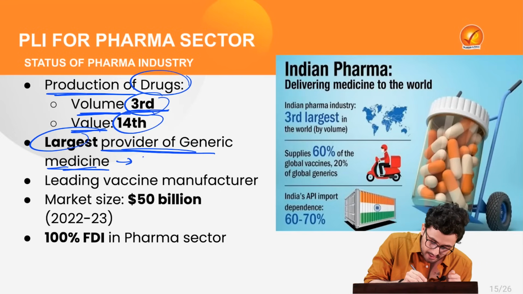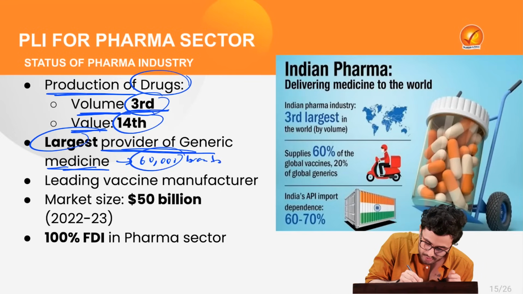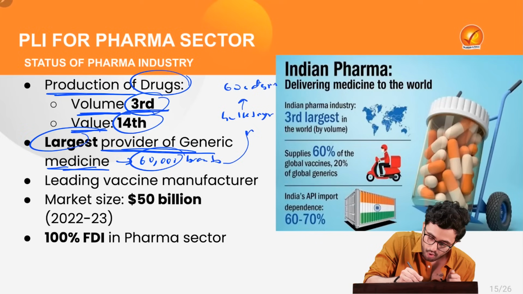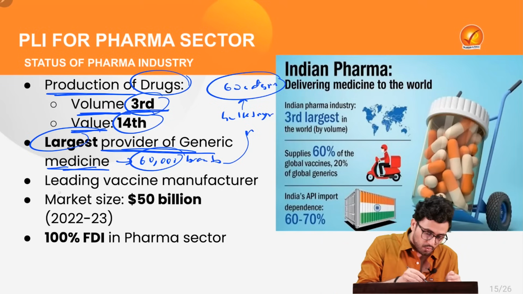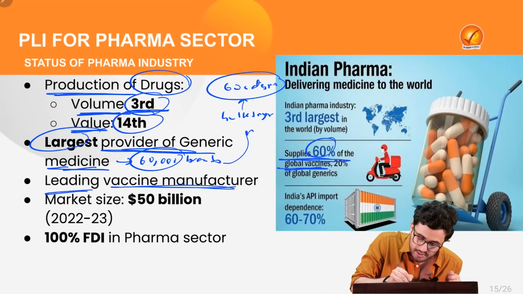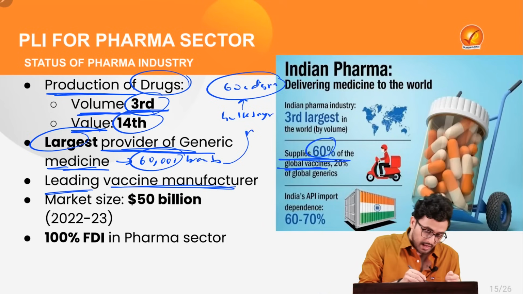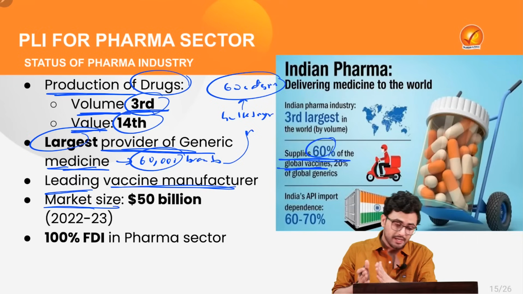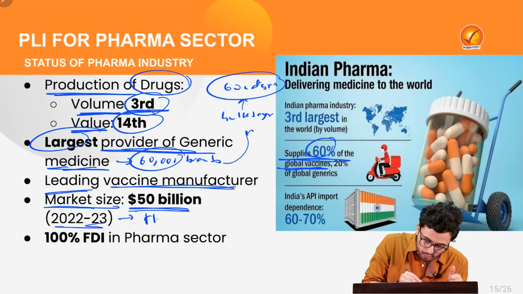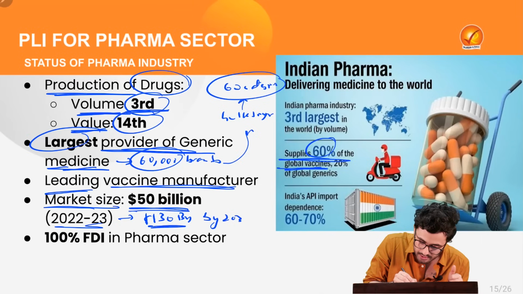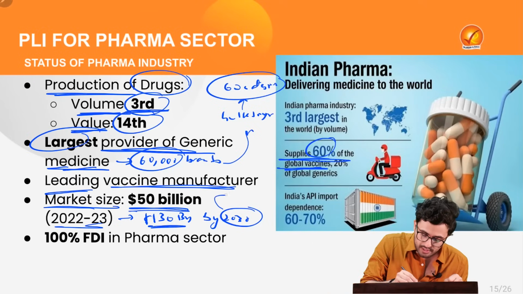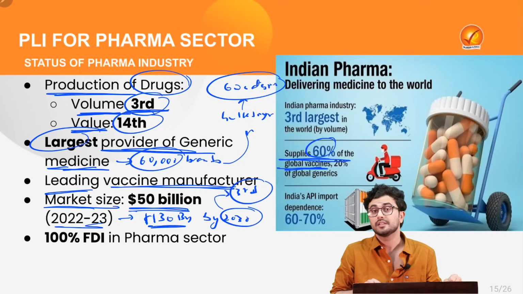For example, in India, we have more than 60,000 brands which produce bulk drugs in 60 categories of therapeutic products. Also, India is a leading vaccine manufacturer. For example, we supply 60% of the global vaccines. The market size of the pharmaceutical industry currently stands at $50 billion, and as per a recent report, it is estimated to grow up to $130 billion by the year 2030. Thus, it is going to play a very important role in making India the third largest economy in the world.